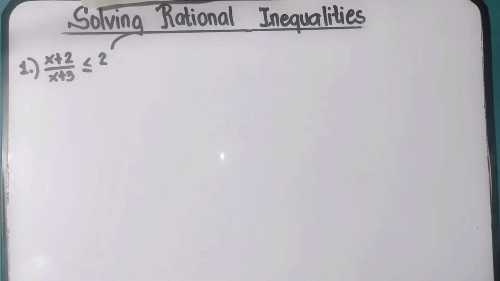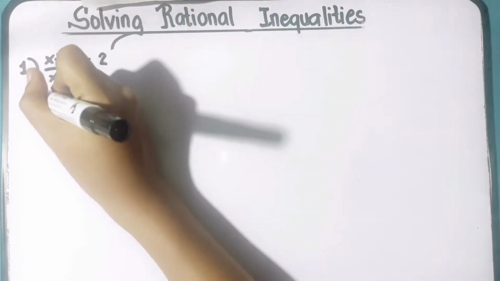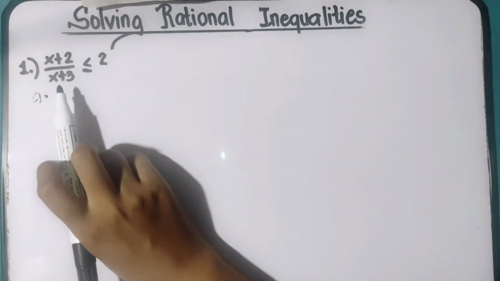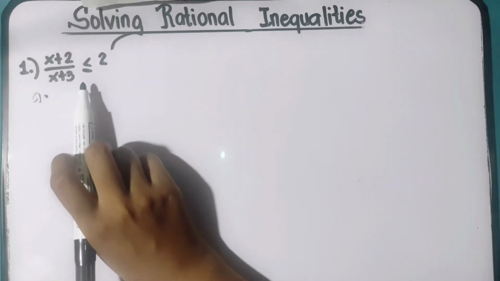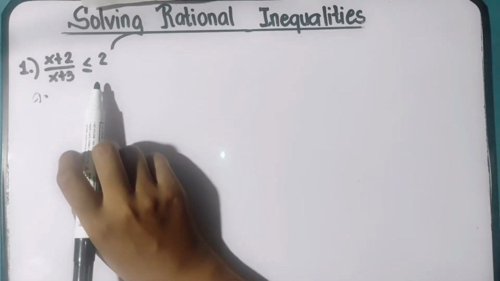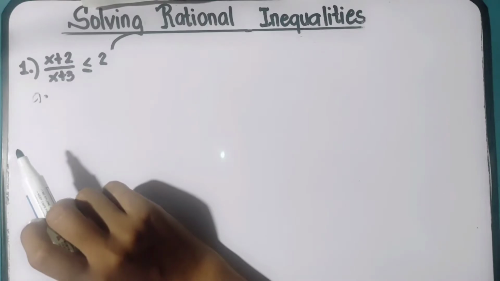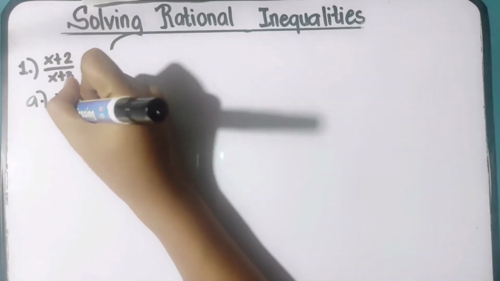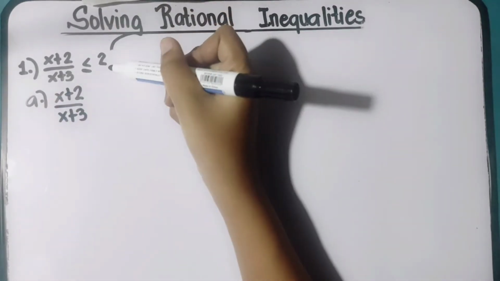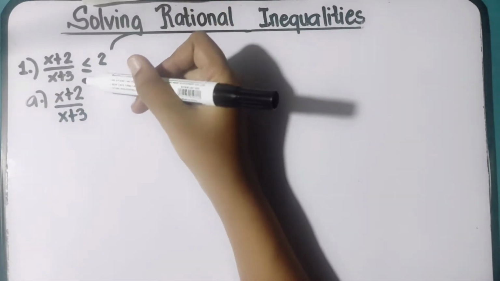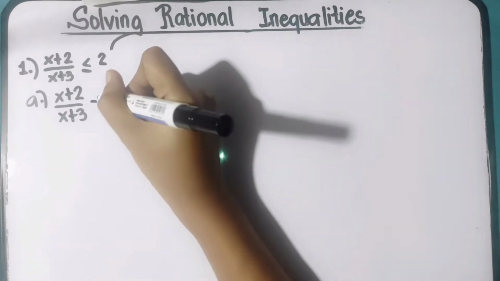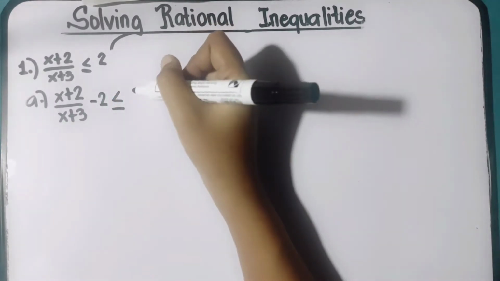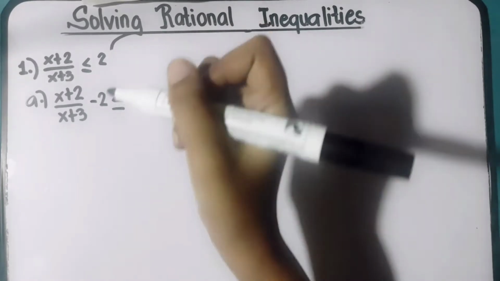First step in solving a rational inequality is to rewrite it as a single rational expression on one side of the inequality symbol and 0 on the other side. In our example, (x + 2)/(x + 3), transpose 2 to the left side. This will become negative 2 ≤ 0, the right side will now be 0.